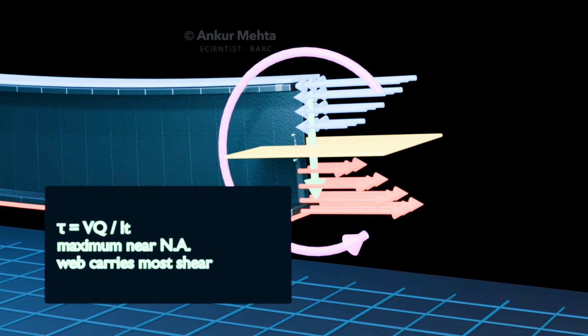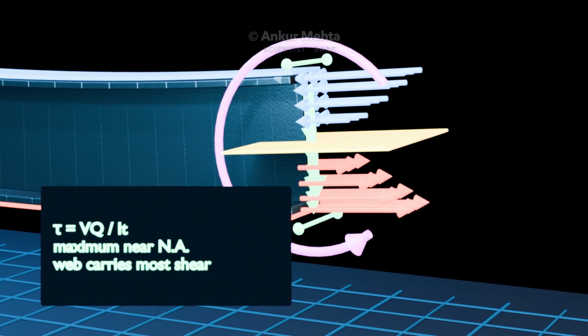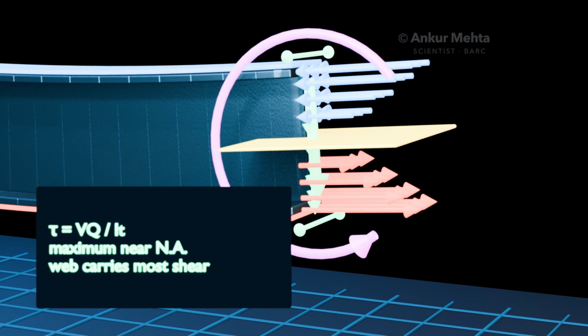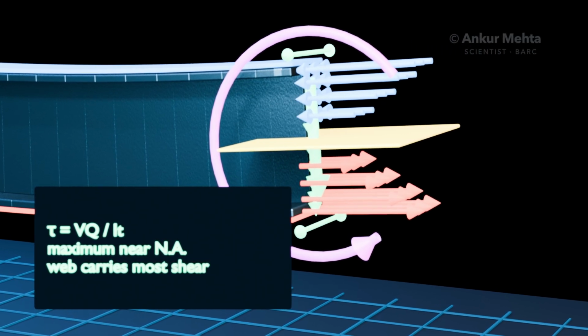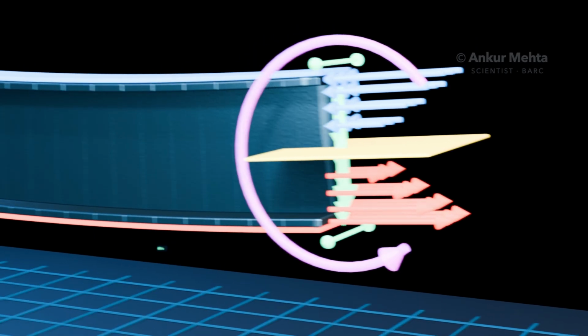Vertical shear is carried mainly by the web. Its distribution follows tau equals VQ over It. Shear stress is small near the outer surfaces, grows toward the neutral axis, and reaches its maximum within the web. The flanges contribute primarily through horizontal shear flow.